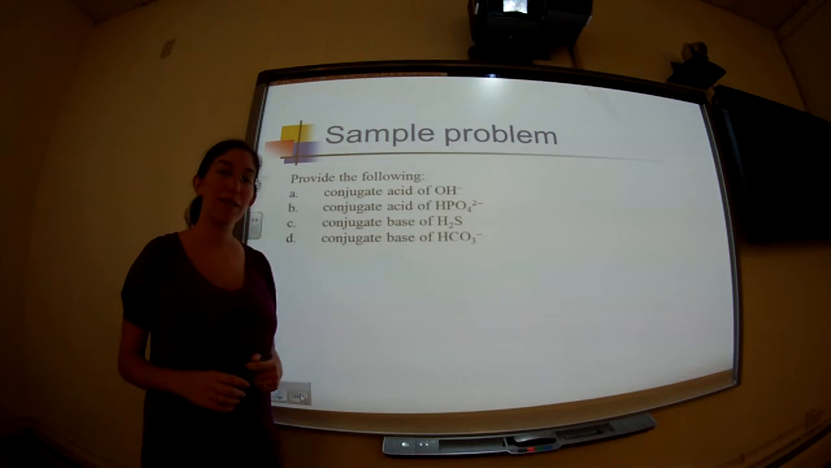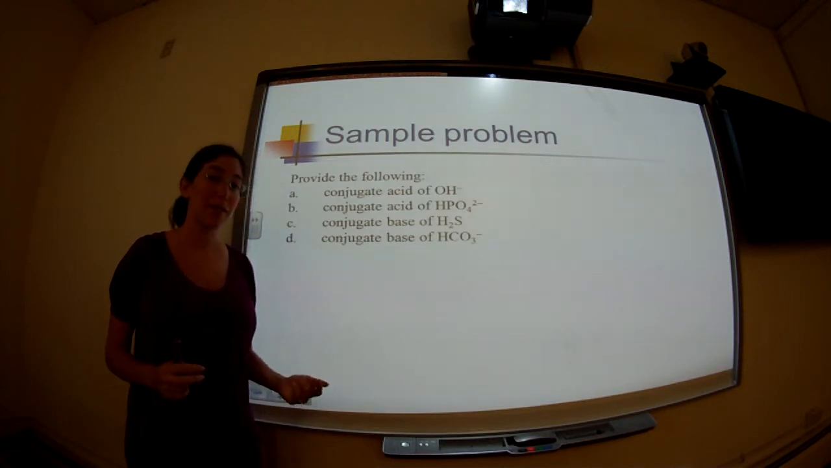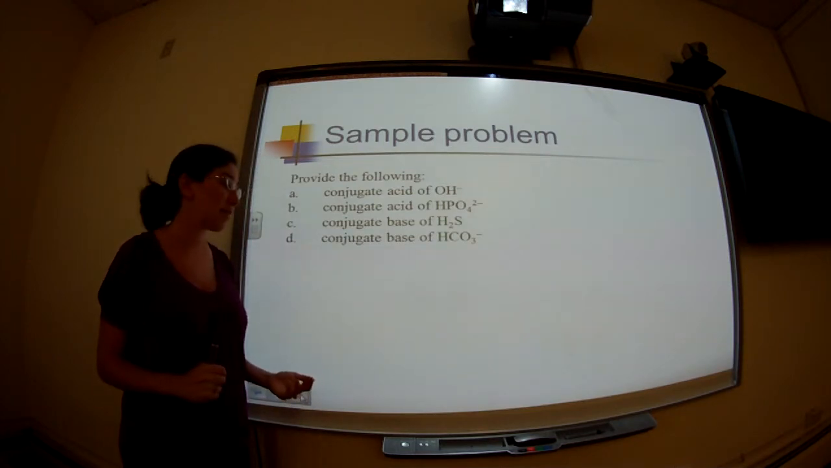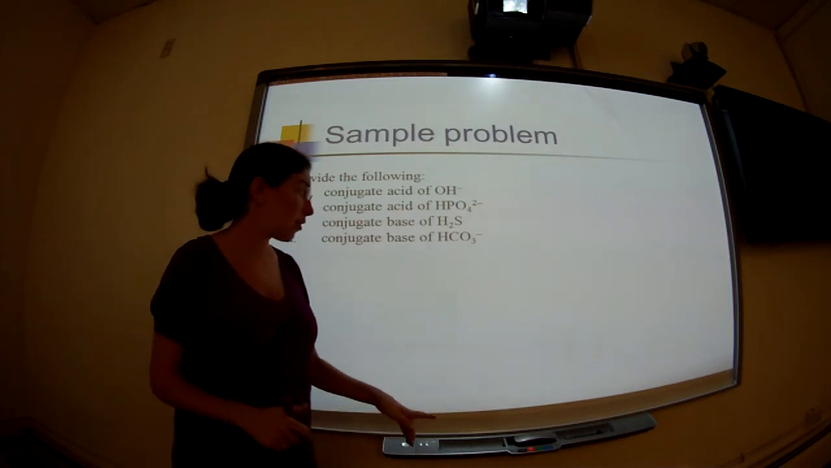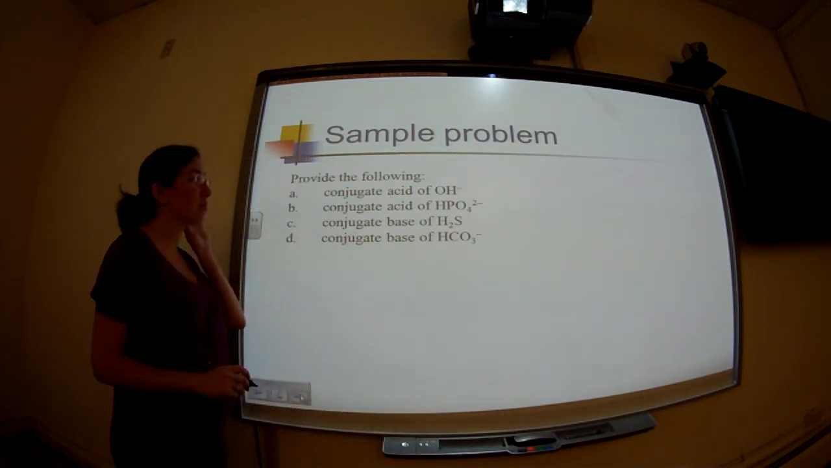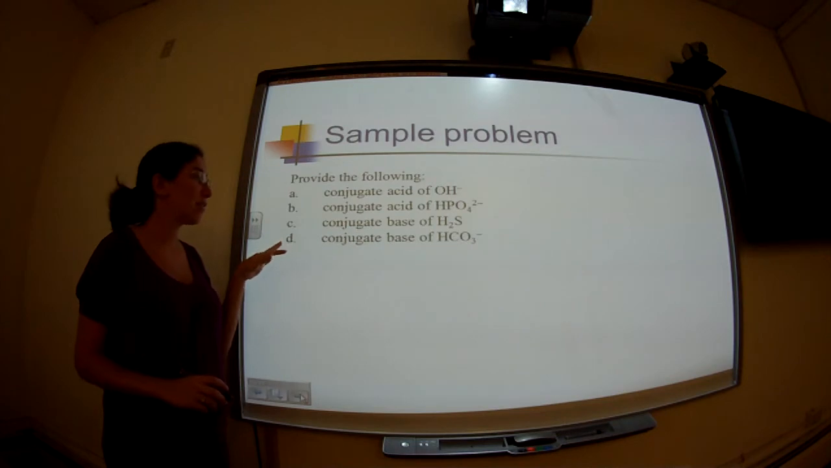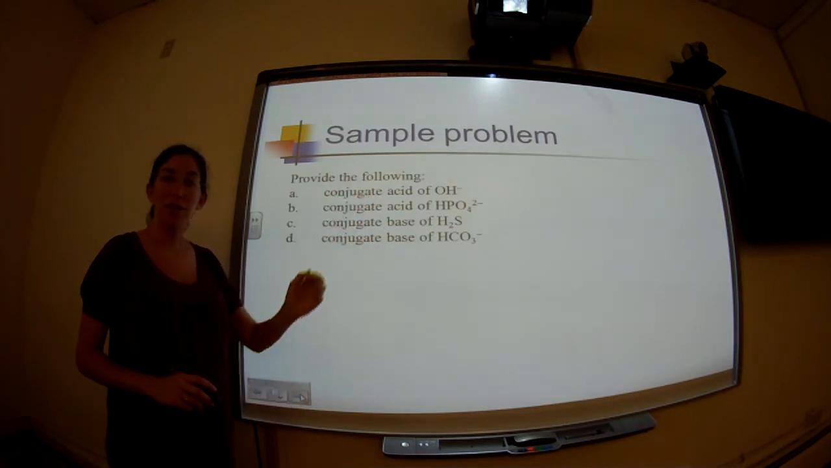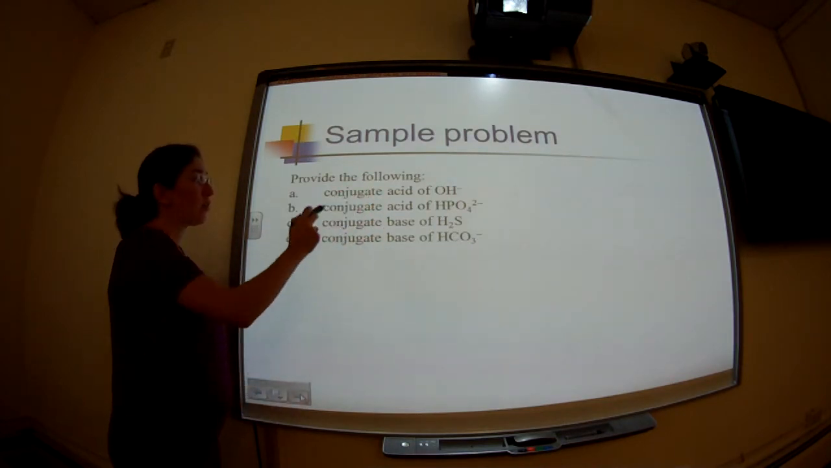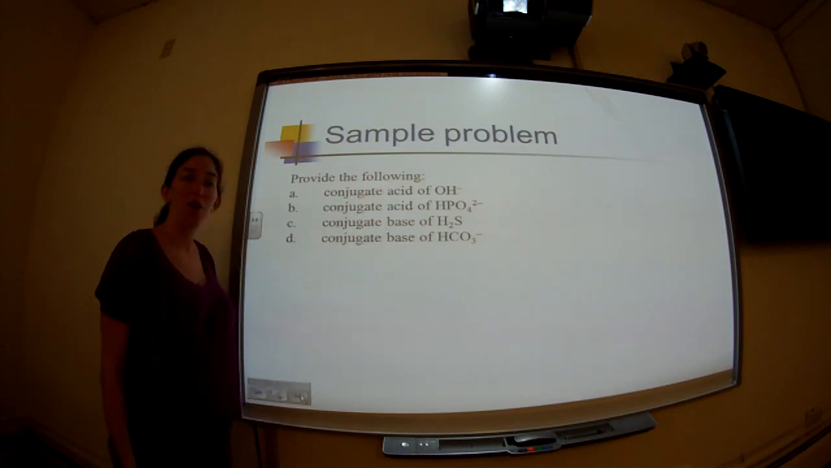So here's a different way to practice this information: conjugate acid-base pairs. For the first one, it's asking you to provide the conjugate acid or the conjugate base of these different compounds. So what is the conjugate acid of OH, of the hydroxide ion?